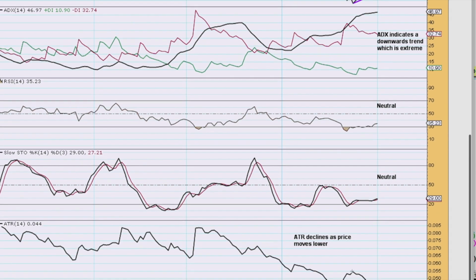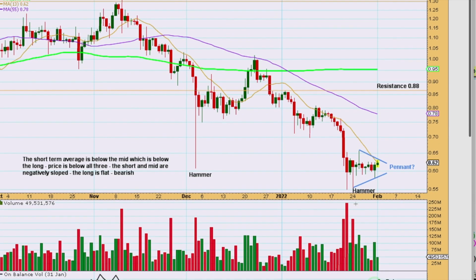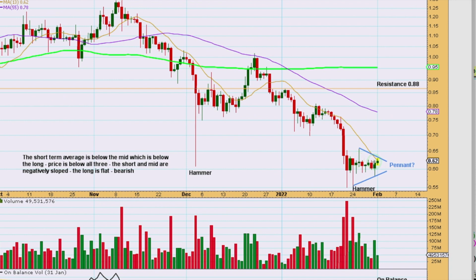Stochastics neutral, ATR declining as price moves sideways in the pennant pattern. There's a death cross here, should have noted that on the chart. The short-term averages are below the mid, which is below the long. These guys are negatively sloped. The long is essentially flat and price is below all three. Well, it's at the short term. It's below the mid and the long.